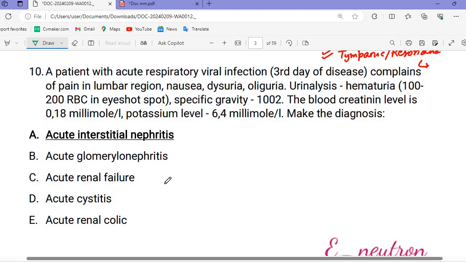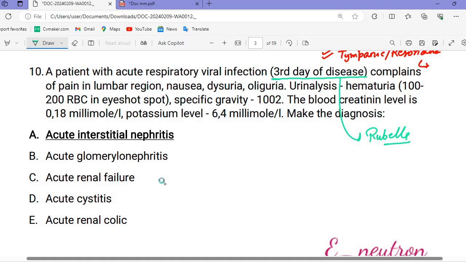A patient with acute respiratory viral infection. It is the third day of the disease. What is the third day of disease? All these diseases we will study. We have the first day of the disease and the third day of disease, and the third day of disease is normally rubella. Third day of disease is known as rubella, and we know that it is caused by a viral infection.